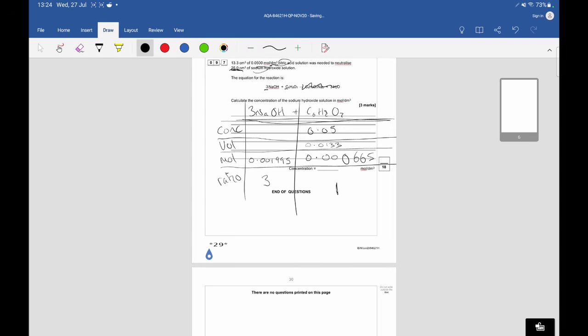Obviously, you would divide that by 1,000 again. And 25 divided by 1,000 is 0.025. And we can then go back up the table, and because we're going to concentration now, we went down the table, we multiplied. Going back up the table here, we divide. We're going to do 0.001995 divided by 0.025 to give us an answer of 0.0798 moles per decimeter cubed as our final answer to the question.